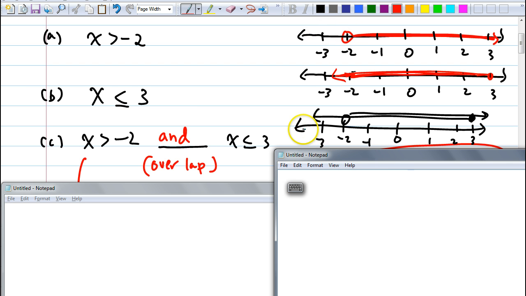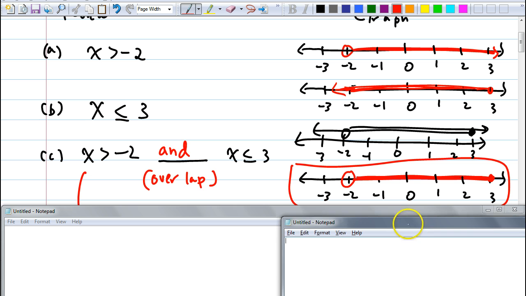Well, it's where basically they overlap. Go ahead, everybody try. I'll wait. See what you get. How many people got this graph right here? There you go. How many people got this? Raise your hand. Does this make sense? Do you see why we have an open circle at -2?